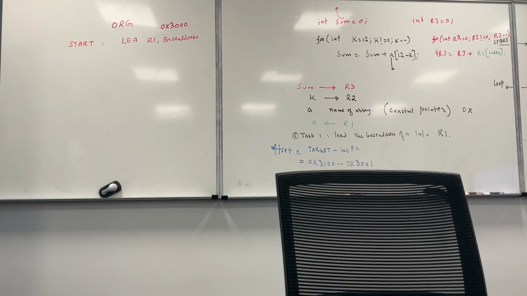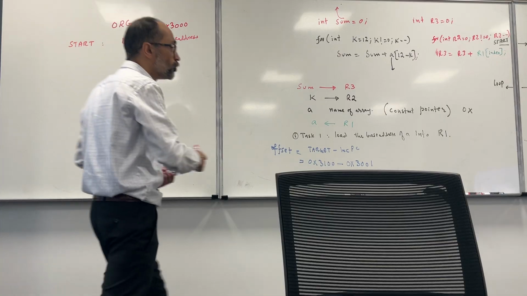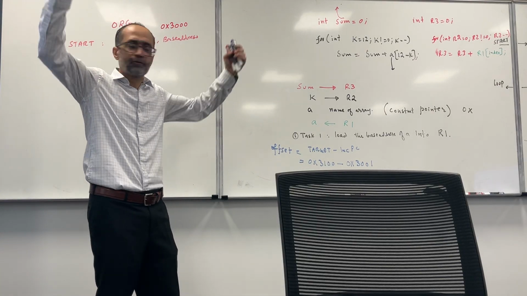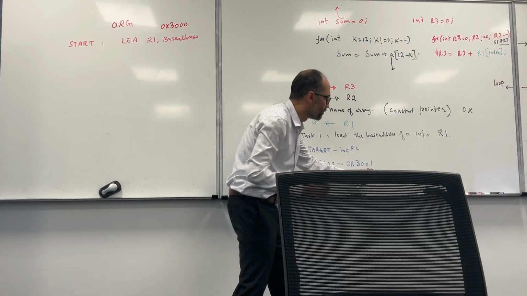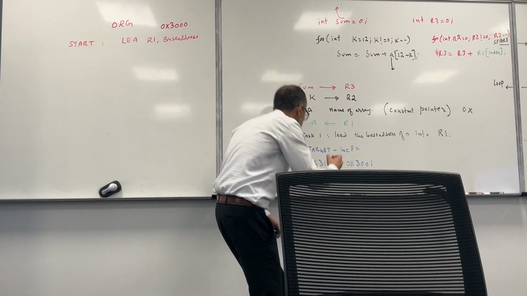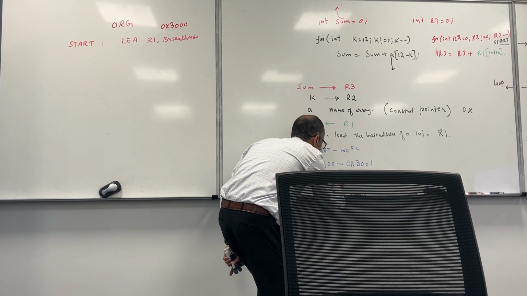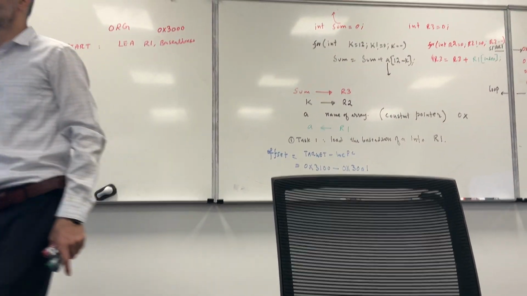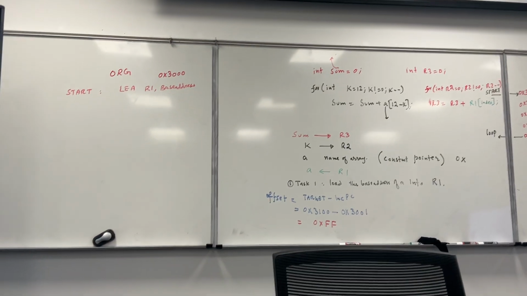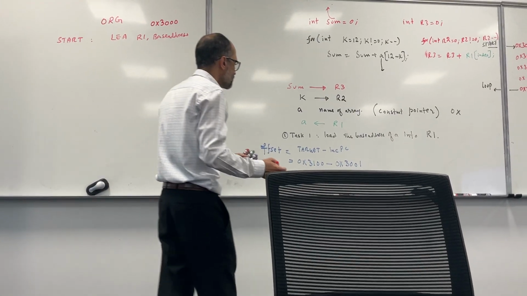You got it or not got it? Now we need to calculate the offset, and if you do the math, you need to convert this into 2's complement and so on. This will give me 0xFF. I'm not going into the details of that.